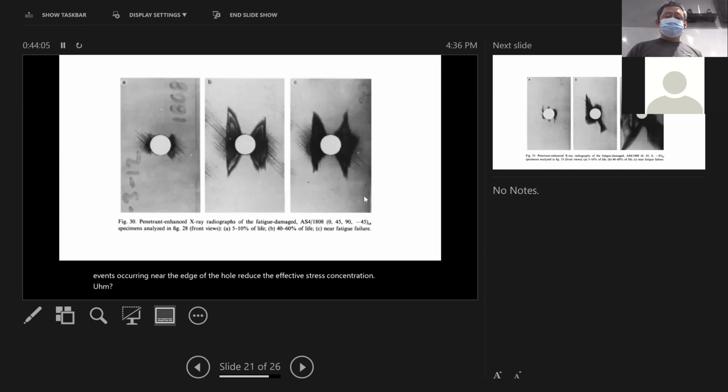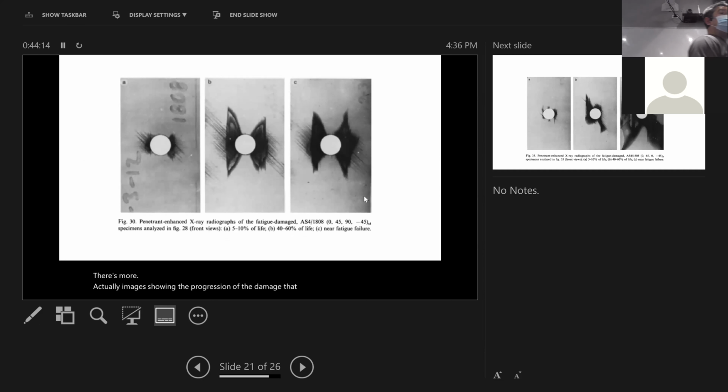There's more X-ray images showing the progression of the damage. Damage gets really, really big. It's initially concentrated on a hole, and at this stage it propagated almost 1/3 of the remaining width. In this case, it went over half the remaining. So you grow in both directions, in this direction and that direction. It just becomes increasingly bigger and bigger.